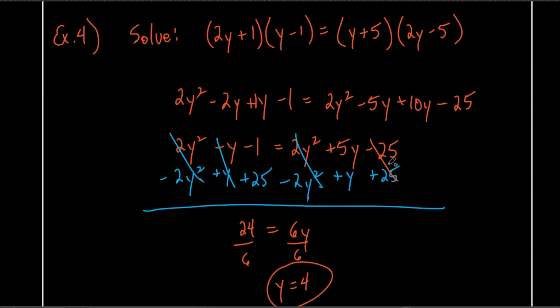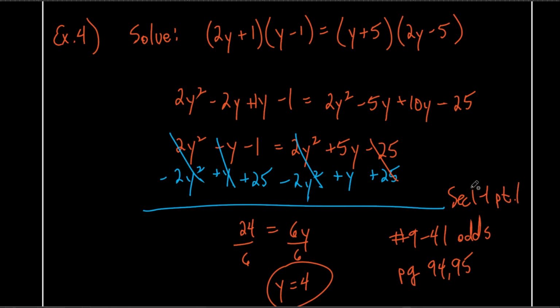So here's your homework. You're doing 9 to 41 on section 1-1. Odds, of course. And that's pages 94 and 95. All right, so that's section 1-1, part 1. There it is.